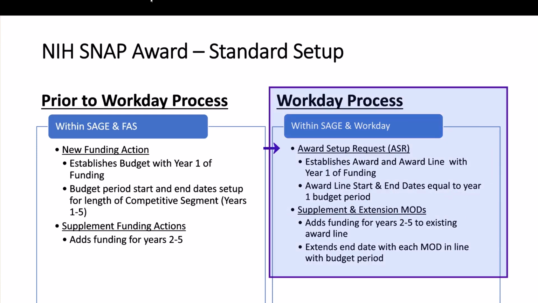insofar as we'll get an award setup request similar to that new funding action. We establish the award as well as the award line itself, where spending happens, for year one. The change is that our award line start and end dates are equal to just that year one budget period. Then we will get supplement and extension modifications to add funding for years 2 through 5, and as part of each one of those modifications, we extend that end date based on that budget period.